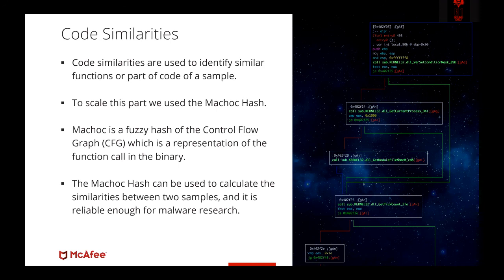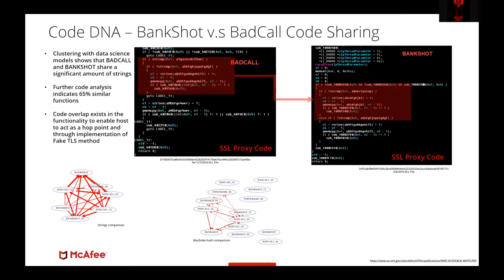This is more scalable and easier to use, and it helps you directly spot evidence of code sharing between the samples. Here's an example with Bank Shot and Bad Call. We extract the information about the SSL proxy code, where we can see that the code is similar between both samples. And we discover that there are more than 65% similar functions between the two samples.